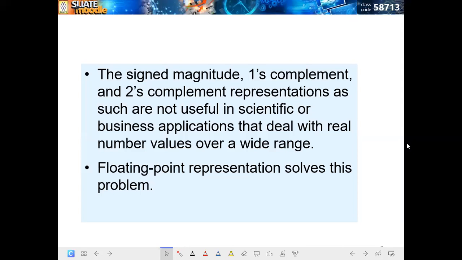In computer science, we need a way to represent numbers. Floating point representation actually solves the problems we saw in the previous three methods. So that's why we are going to learn floating point representation.